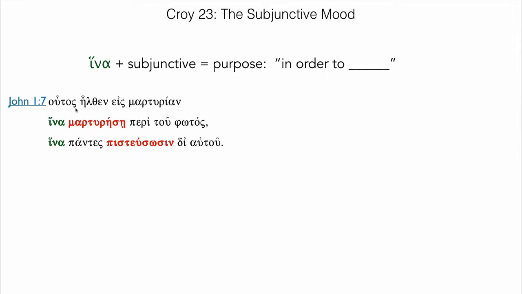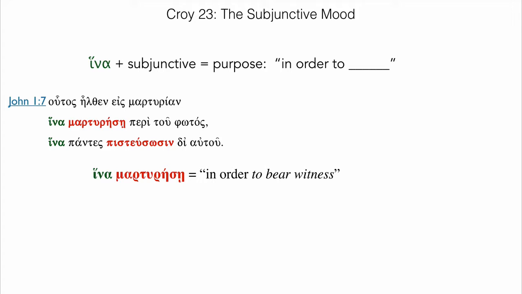John 1:7, houtos ēlthen eis marturian. That guy, namely John the Baptist, ēlthen, came, eis, for witness or testimony. He came for testimony. And to express that idea again, hina marturēsē peri tou phōtos, in order that he might testify about the light, hina pantes pisteusōsin di' autou, in order that all might believe through him. Let's look at those two hina clauses.